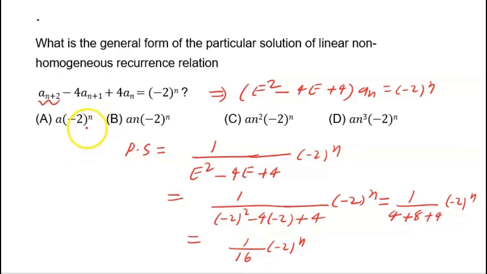So which one will be suitable? They are asking the general form, yes. So this has n coefficient, this has n square, this has n cube. So minus 2 to the power n coefficient is a, so this will be the correct answer, because that 1 by 16 is the constant a.